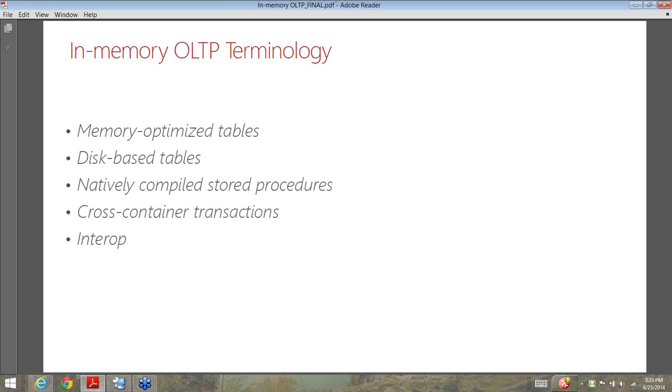Next is cross-container transactions. Cross-container transactions are those transactions which could refer to both memory optimized tables and disk-based tables. Then there is definitely interop. Now this refers to the interpreted T-SQL that could refer to both your in-memory table and your disk-based table. Okay.